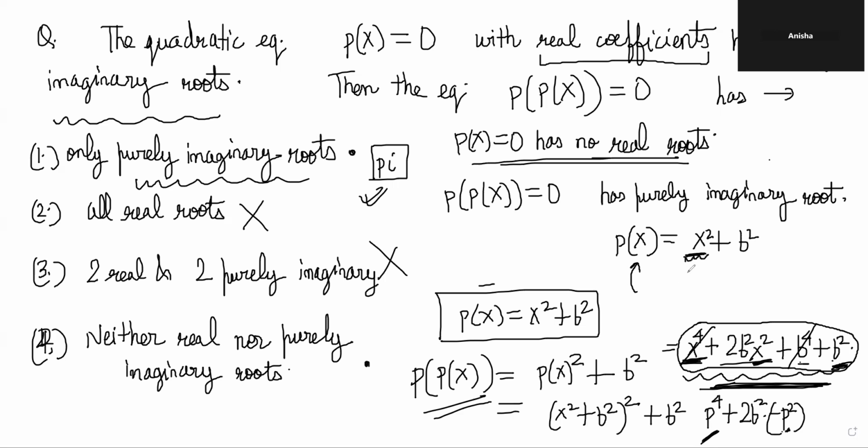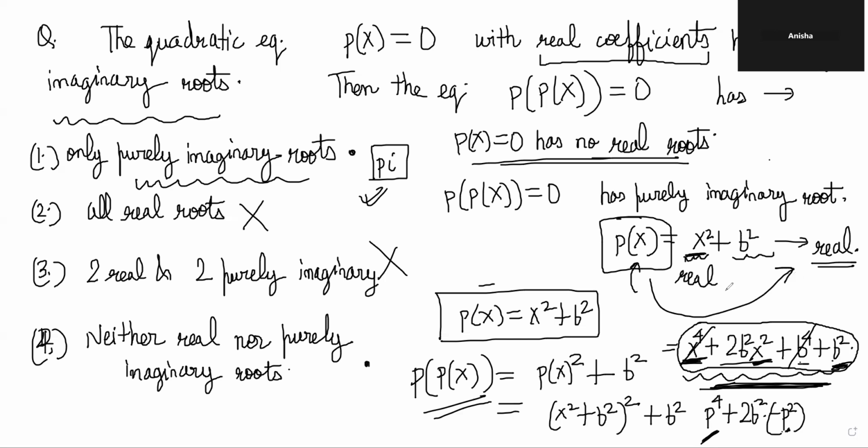It will become real, this part. And b square is anyway real, right? So what we are getting is, when you put a purely imaginary number as input to p of x, you end up with a real value of p of x, right? Do you understand what I'm saying? P of x has become real, right?